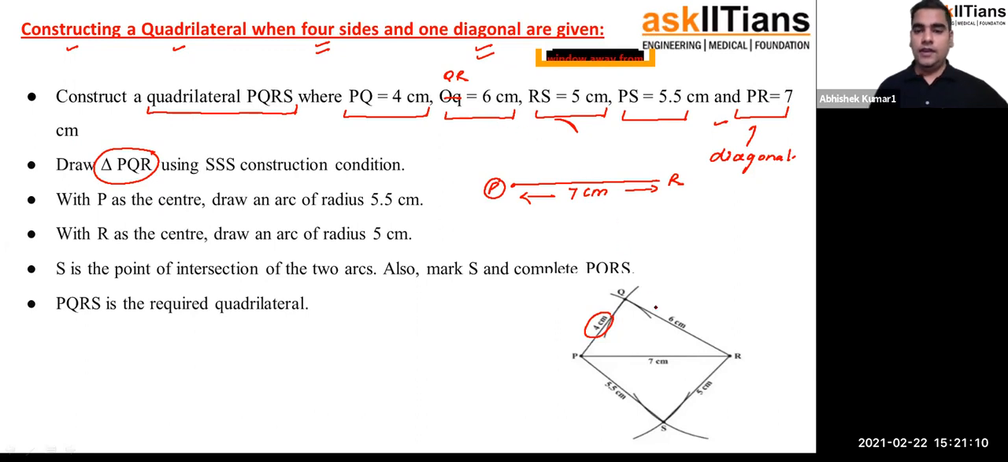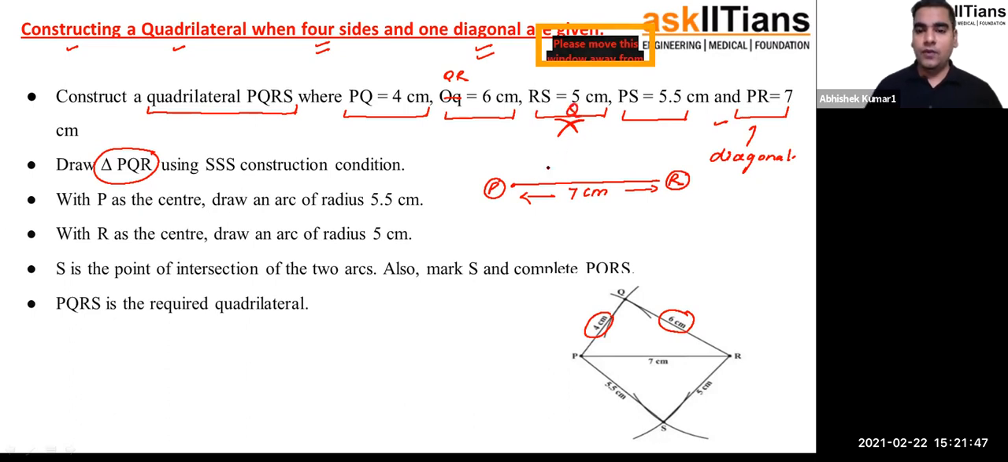Done. Now we need the third side of the triangle, that is QR. To draw QR, you have to assume R to be the center, and mark an arc whose length is equal to 6 centimeter, as that is the length of the third side of this triangle. When you mark both the arcs, these two arcs are going to cut each other at some point, and we will give a name to that point as point Q. So this is your point Q, guys.